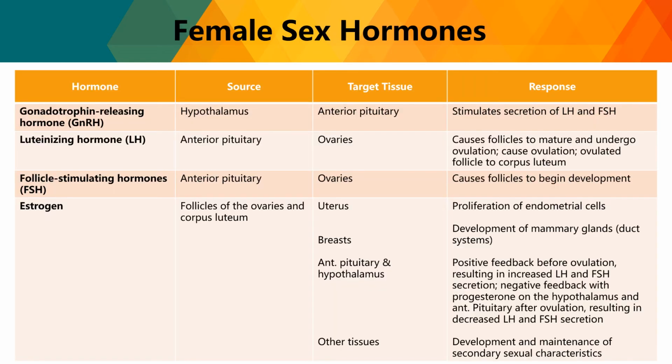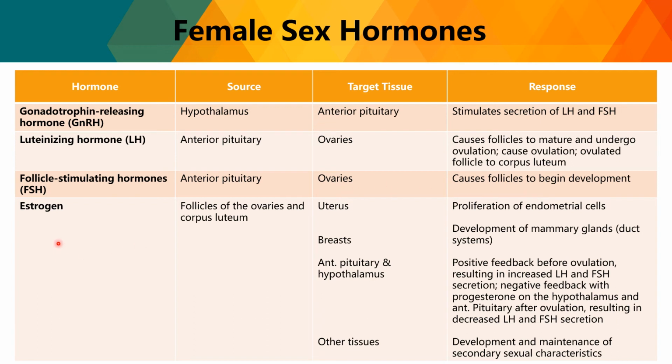So, for the female sex hormones, you have again the gonadotropin-releasing hormone. The source is the hypothalamus. Target tissue is the anterior pituitary and stimulates the secretion of LH and FSH. For LH, its source is the anterior pituitary. It targets your ovaries, which causes the follicles to mature and undergo ovulation, and ovulated follicles to become corpus luteum. For FSH, the source is anterior pituitary. Target tissue is the ovaries and causes the follicles to begin development.